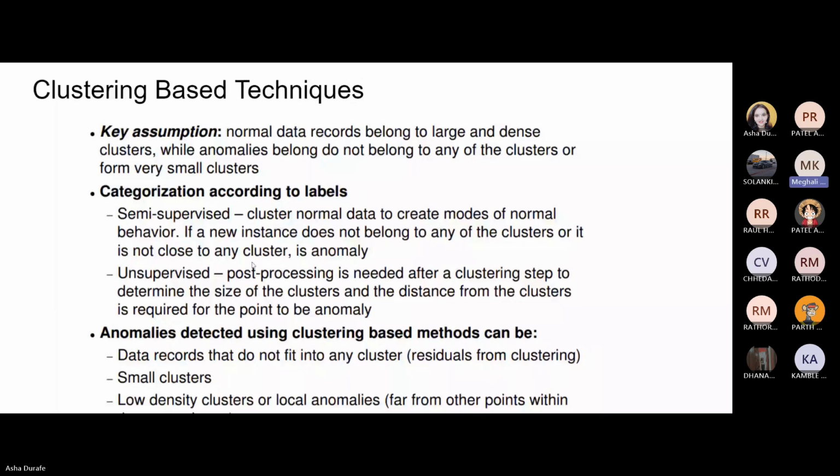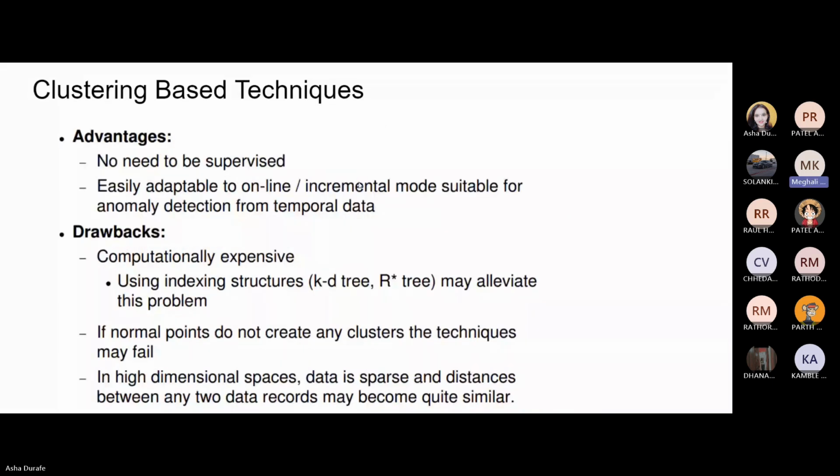Now, what are the advantages and drawbacks of clustering based techniques? Here, the advantage is you do not need to be supervised always. You do not require any history or labels, which are needed in the case of a supervised learning model. Also, it is easily adaptable to online or incremental mode, which is suitable for anomaly detection from temporal data.